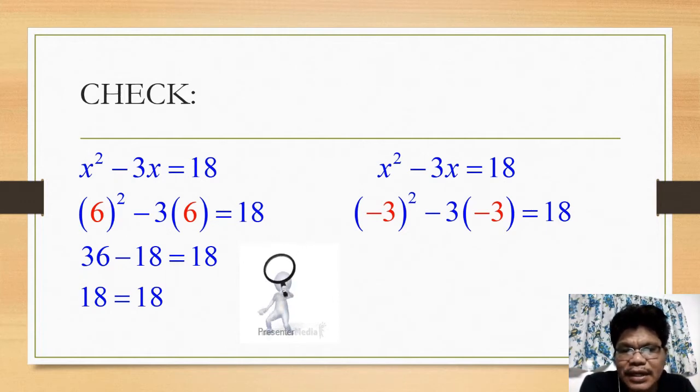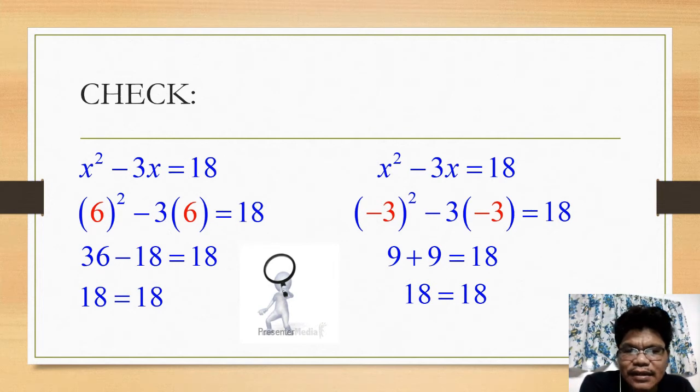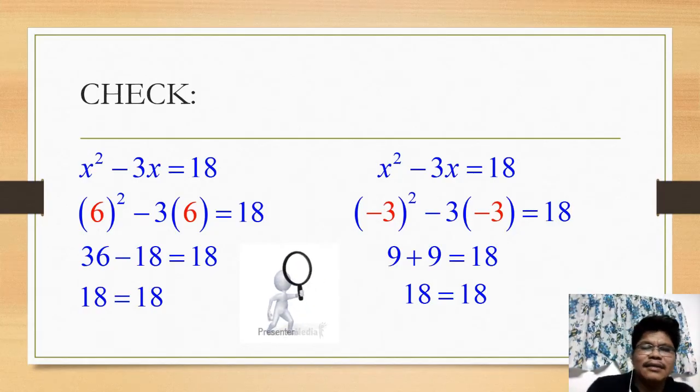And what is negative 3 times negative 3? So the answer is 9, and the equation is 9 plus 9 equals 18. And what is 9 plus 9? So the answer is 18 equals 18. So meaning negative 3 satisfies the original equation. Now what is the solution of the quadratic? So the answer is 6 and negative 3, or negative 3 and 6.